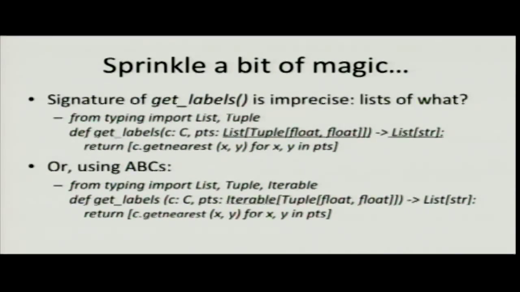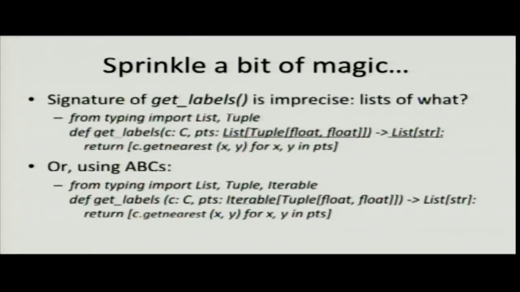You can also combine more complicated types. We can have a tuple of a float and a float, which is a tuple of length 2, each of which item has type float. And you can use that as the argument of a list type. So now we know exactly what the type of that points argument is, and we know exactly what the return value is. You can go one step further.